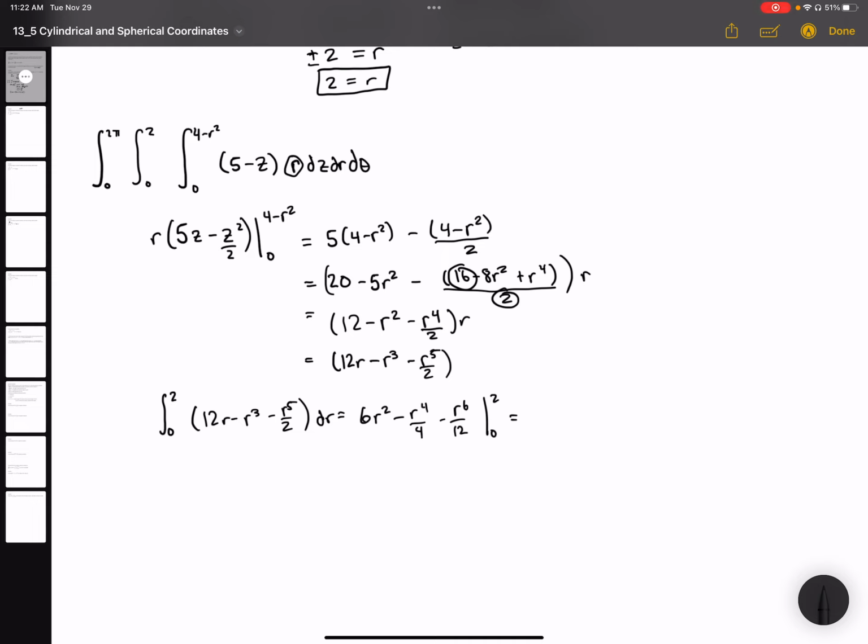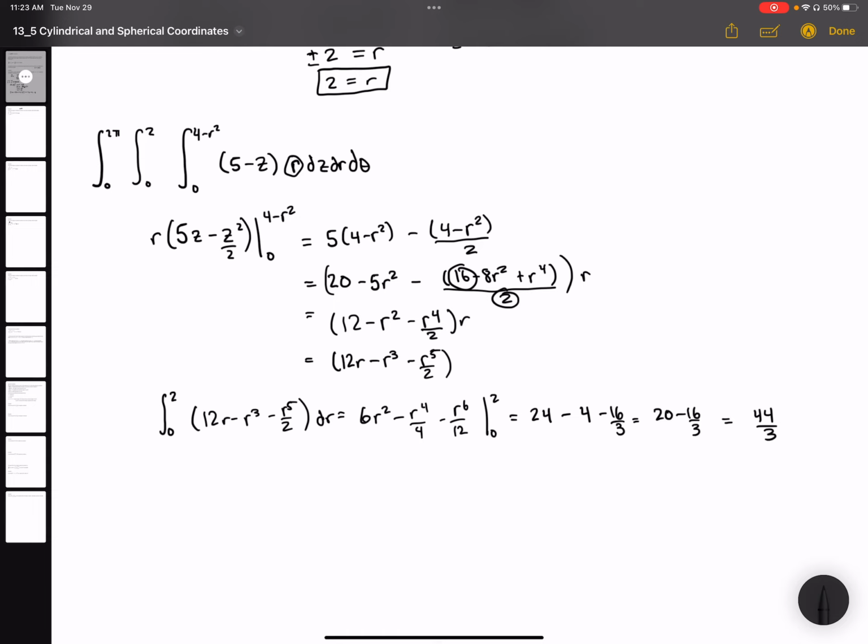So 2 squared is 4, times 6 is 24, 2 to the fourth is 16, divided by 4 is 4, 2 to the sixth is 64, so minus 64 over 12, which is the same as, 4 divides into both of those, so we'll say that's 16 thirds instead. So minus 16 thirds, and what's that, 20, so 20 minus 16 thirds is the same as 60 minus 16 divided by 3, and that is 44 thirds.